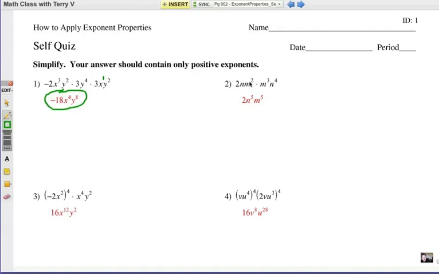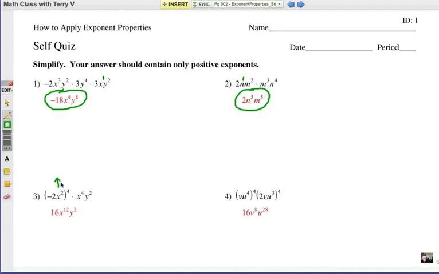All right, number 2, I hope you gave this a shot. It's 2 times 1, actually, but you still have a 2 coefficient. And then we have n to the first times n to the fourth. That gives me my n to the fifth. M squared times m to the third is m to the fifth. Add those exponents together.